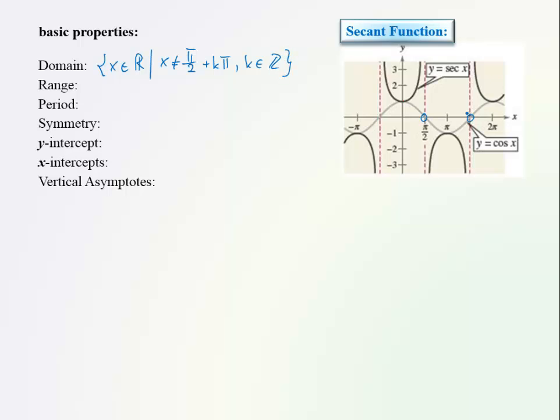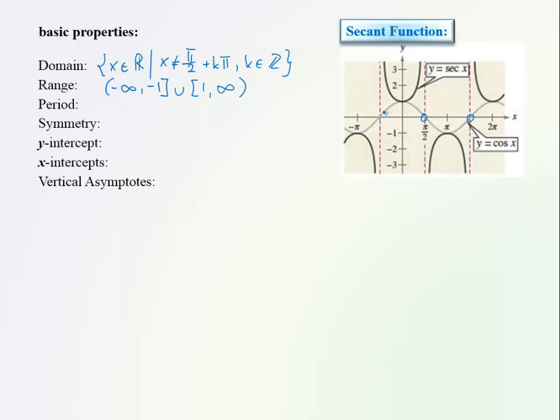So pi half, and then we can jump every pi. Range. When I look at the projection of this graph onto the y-axis, not all values are covered. Everything from negative infinity up to negative 1 is covered, but those points between negative 1 and 1 are not covered at all. We don't have values like that for secant. And the values start again from 1 to infinity. So the range is from negative infinity up to negative 1, union from 1 to infinity.